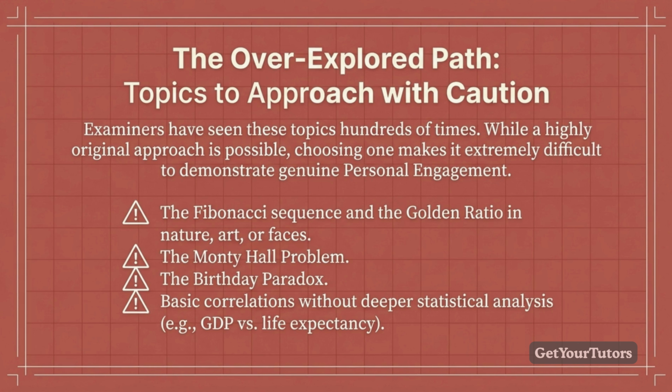Same thing with the Fibonacci sequence and the golden ratio, especially when you just apply it broadly to art or nature. The analysis often just stops at finding descriptive ratios. You write a nice essay, but the rigor is gone.